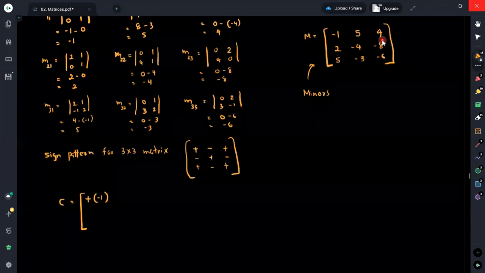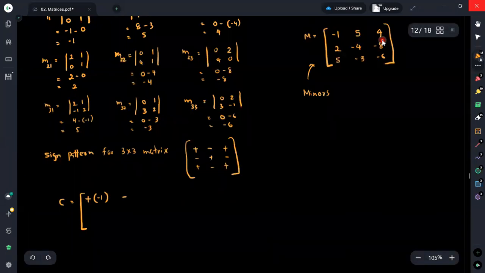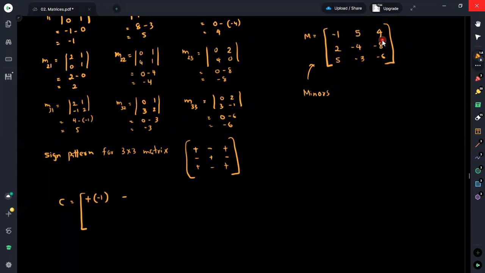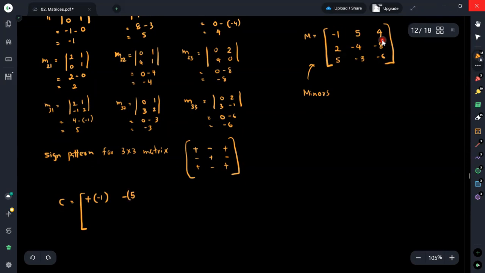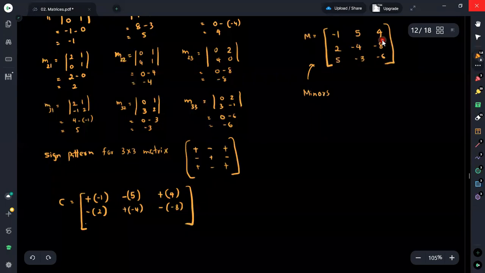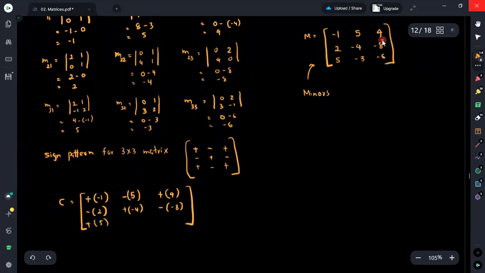According to the sign pattern, the first row, second column value should have the sign minus, and the minor is plus 5. Then the sign is plus, value is 4. Minus with 2, plus with minus 4, minus with minus 8, then plus with 5, minus with minus 3, plus with minus.